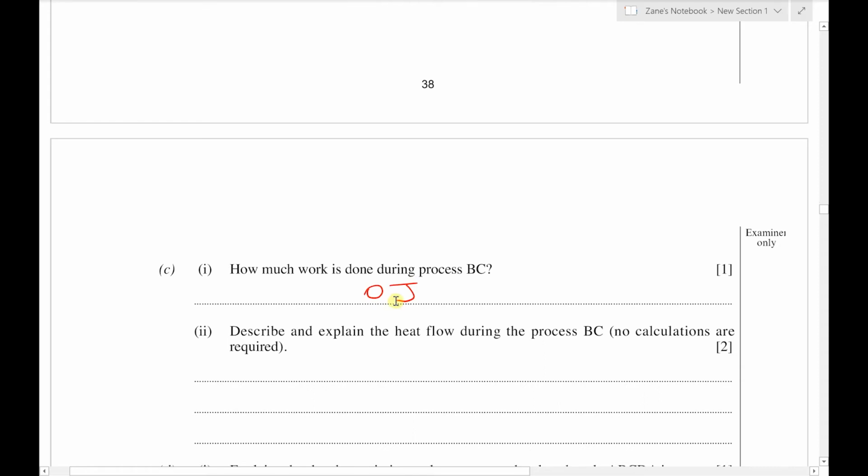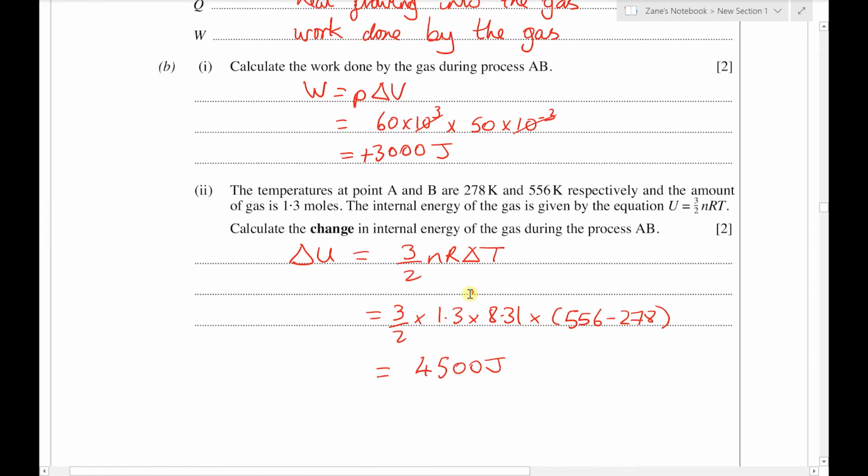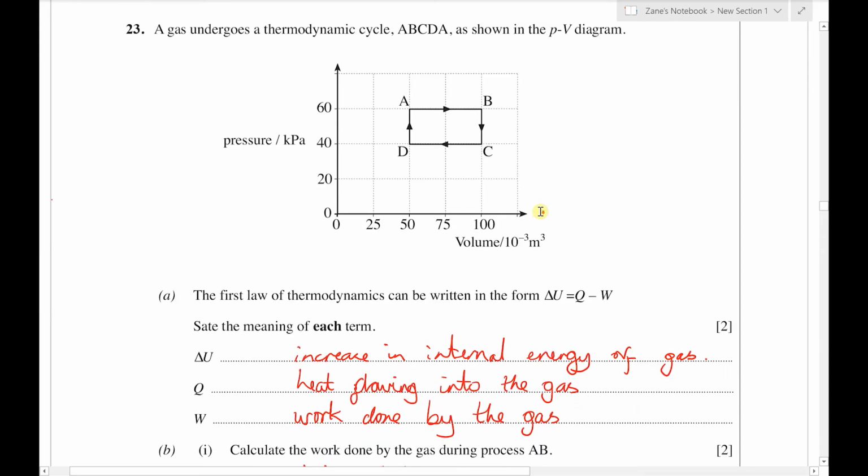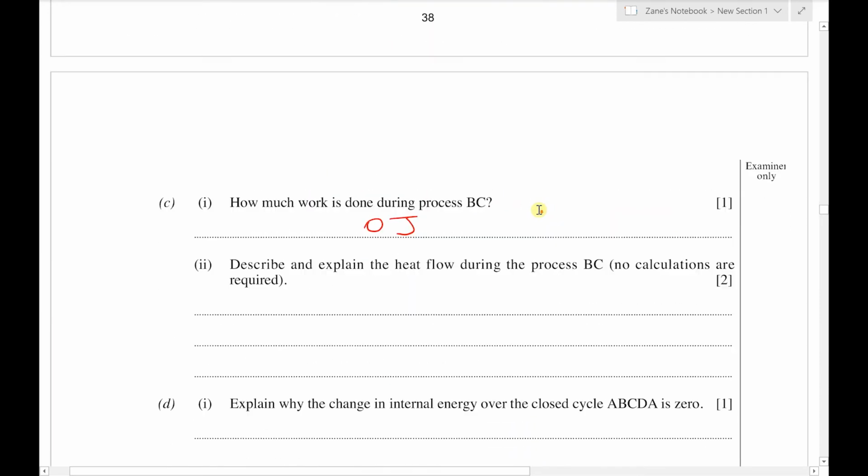We've got to describe and explain the heat flow during the process BC, and we don't need to do any calculations. But remember what I just said about PV telling us something about the temperature. PV at point B is a higher value than PV at point C, because they both have the same volume, but B is a higher pressure. So that means the temperature at B is higher than the temperature at C. So first thing we can say is that the temperature drops.